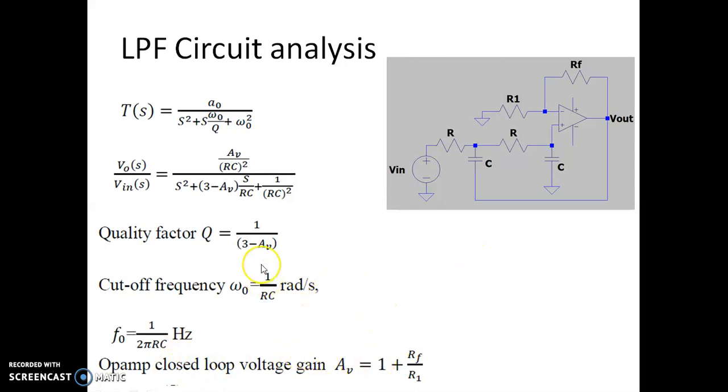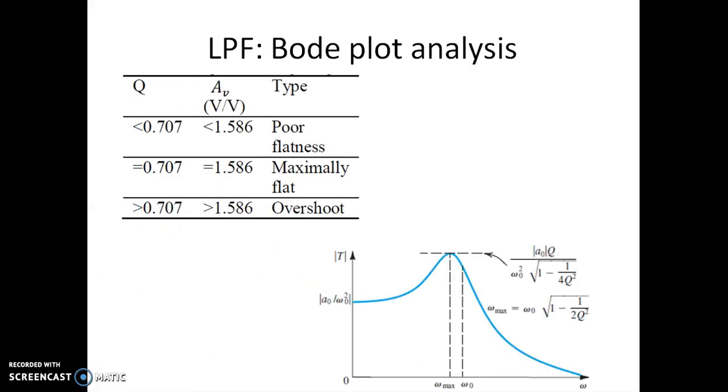So this is how we are able to obtain the quality factor for this particular circuit, which depends on the value of AV. If I change the value of AV, the quality factor changes. Once the quality factor changes, naturally the overshoot of the frequency response of this filter will change. This is exactly what we're going to do here. We're going to analyze the Bode plot of the low pass filter.